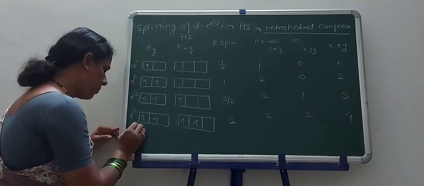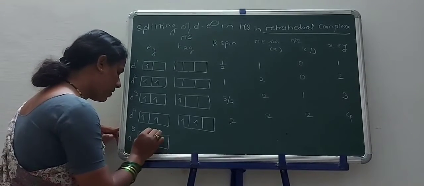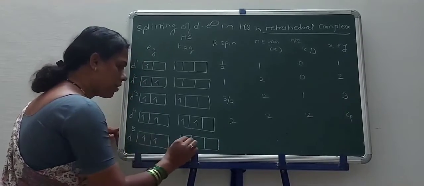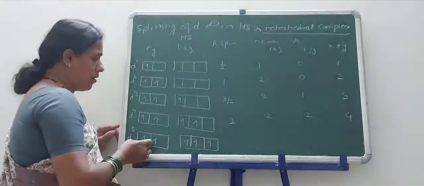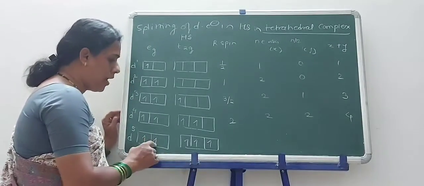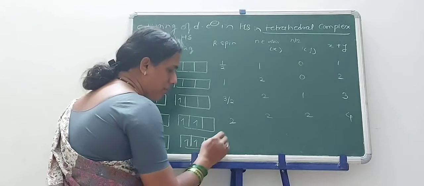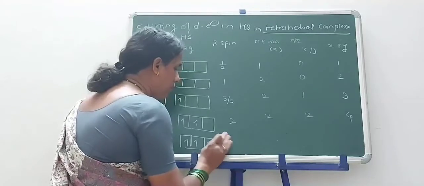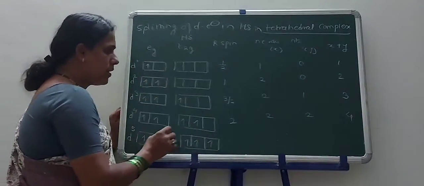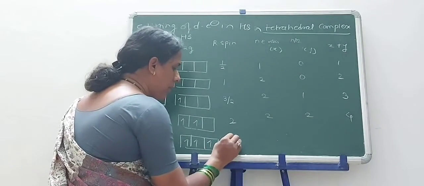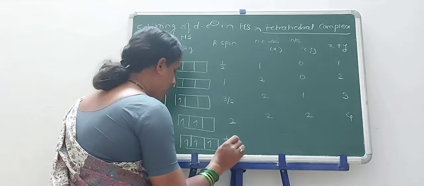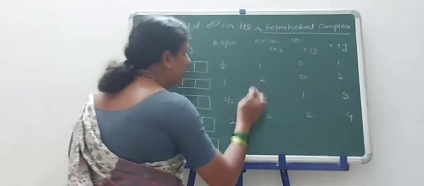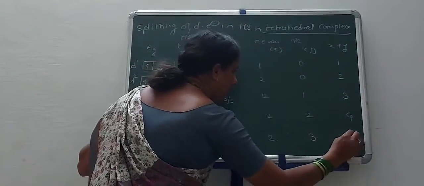For d5, how many electrons according to Hund's rule of maximum multiplicity? 1, 2, 3, 4 and 5. What is the resultant spin? It is 1 by 2 into 5, that is equal to 5 by 2. The resultant spin is about 5 by 2. The number of electrons is 2 in E and 3 in T2, equal to 5.